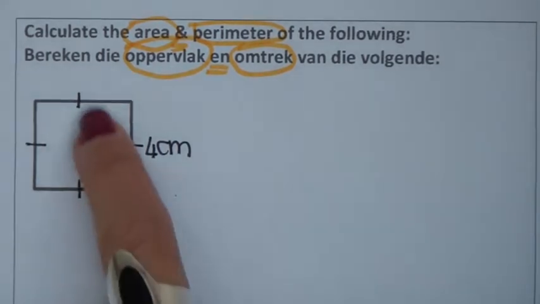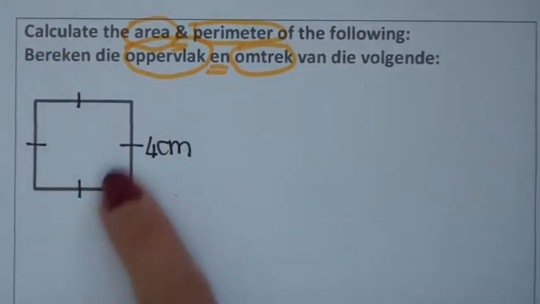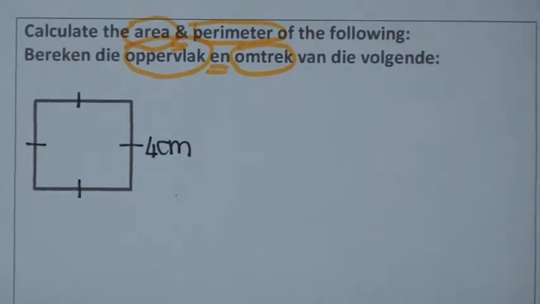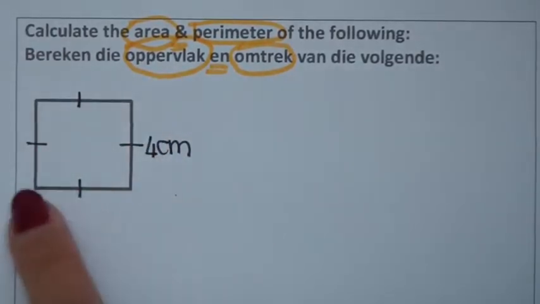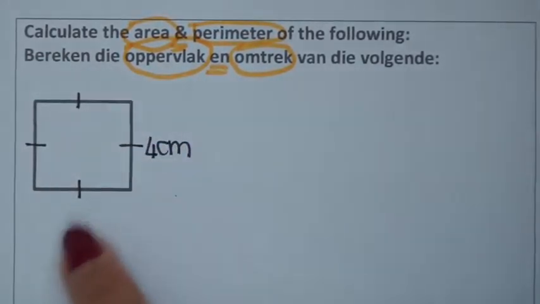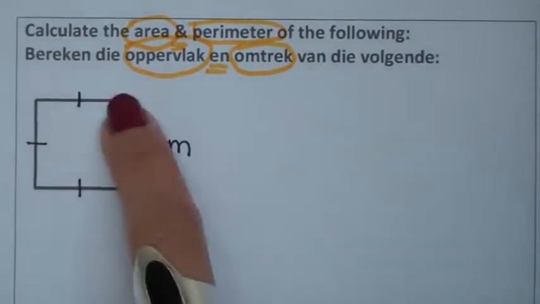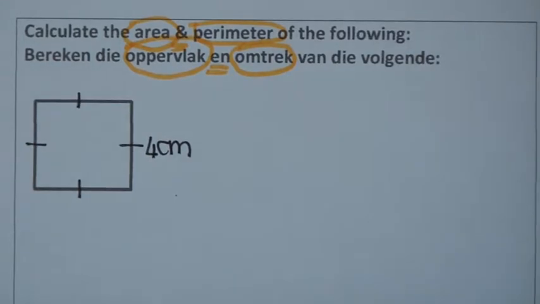Okay, wat wys dit vir ons? What does this show me? It shows me that this is a square. Why? What do we know about a square? We know with a square that all the sides are equal. Dit is mos 'n vierkant, want kyk, al hierdie streepies wys vir my, elkeen van die sye is ewe lank. En ons kan sien dis 90 grade hoekies, daarom is hierdie vorm 'n vierkant.